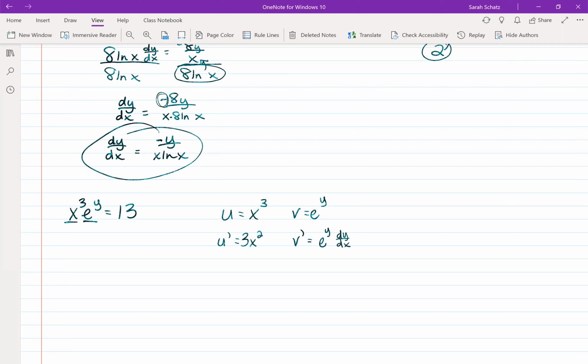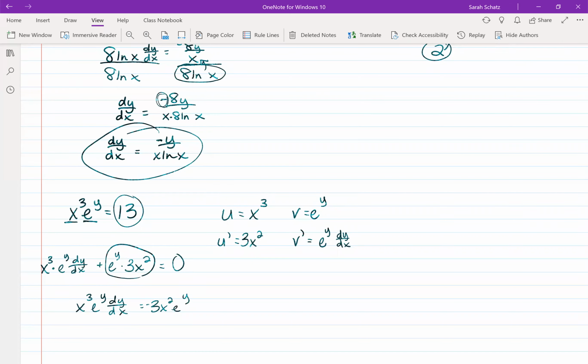All right, so I'm here. Let's put it together. x cubed times e to the y dy/dx, that's u dv, plus v, which is e to the y, times du, which is 3x squared, equals 0. And again, here we are, ready to isolate dy/dx. So let's subtract this term from both sides. What that is going to leave us with is x cubed e to the y dy/dx equals negative 3x squared e to the y, because we had to subtract.